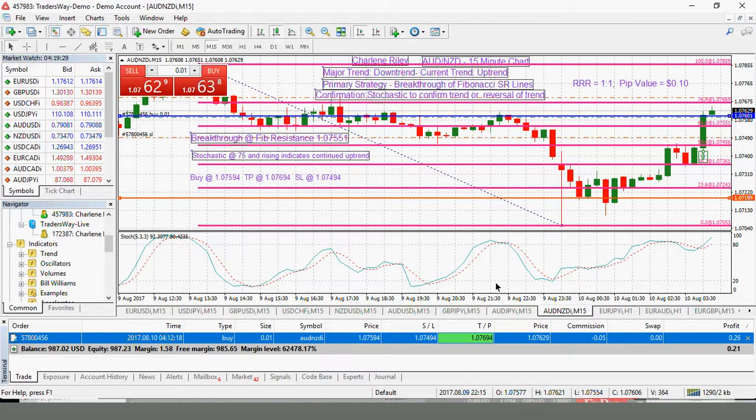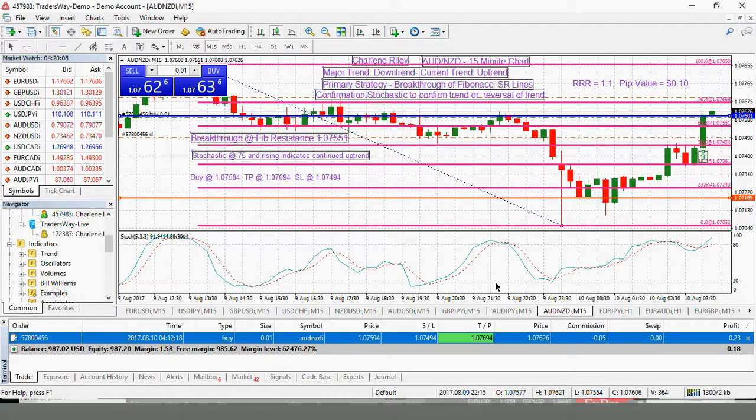So, that is my strategy in action, looking for a breakthrough of support or resistance, and in this case we had a breakthrough of resistance at 1.07551, and I had confirmation of the uptrend, continuing the uptrend from the stochastic, and so that led me to enter into a buy.